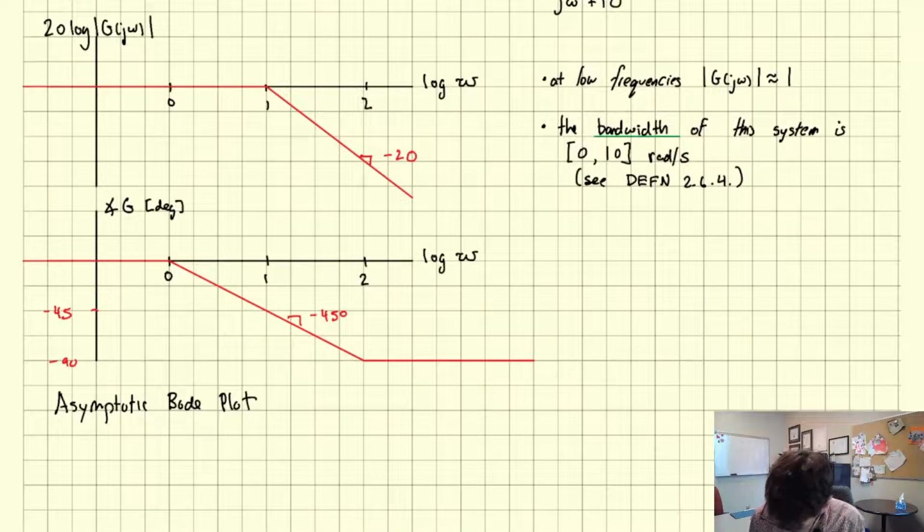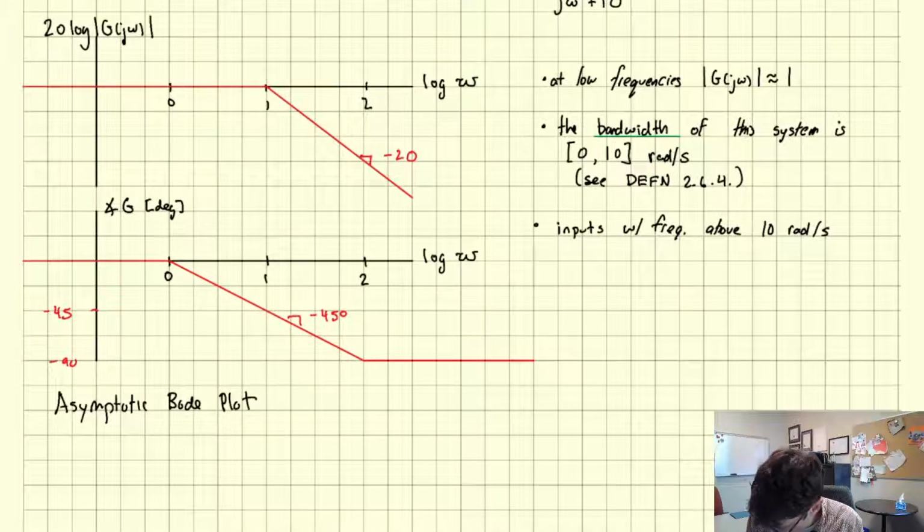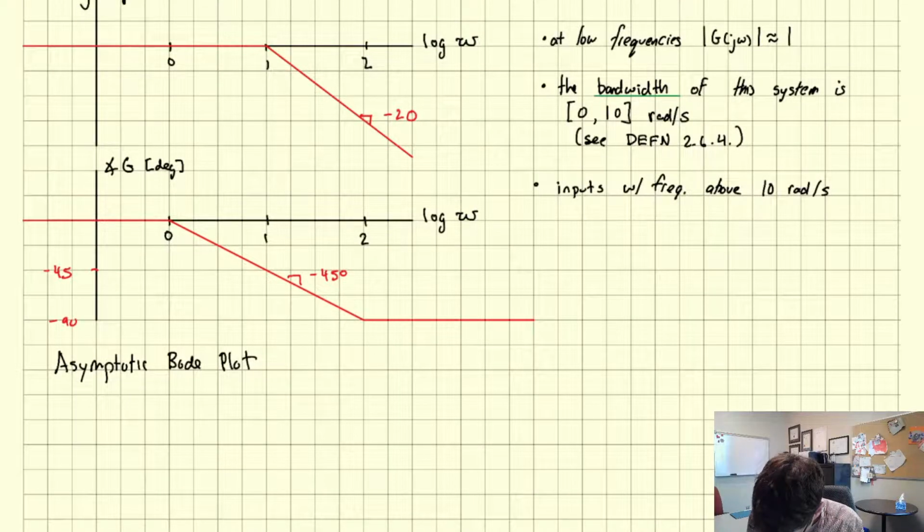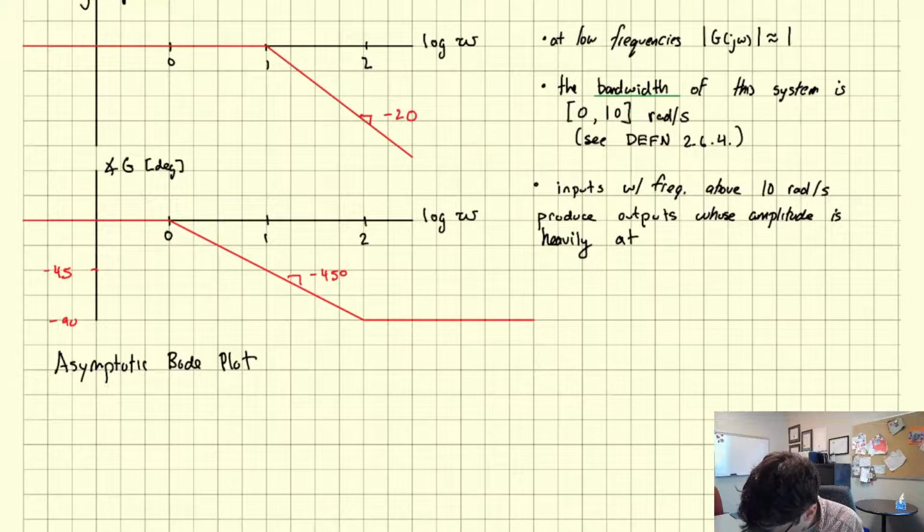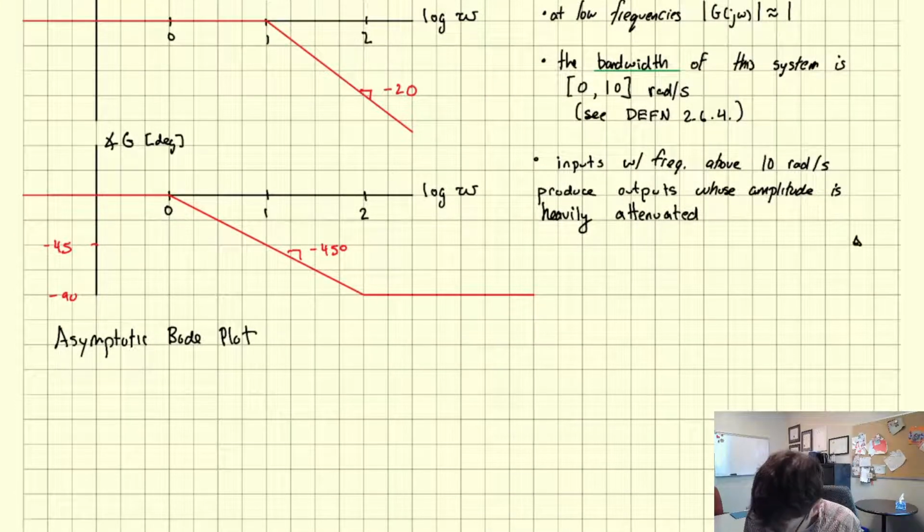Okay, inputs with frequency outside of the bandwidth, or frequency above 10 radians per second, produce outputs whose amplitude is heavily attenuated.